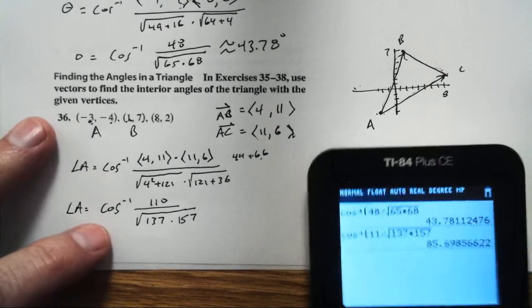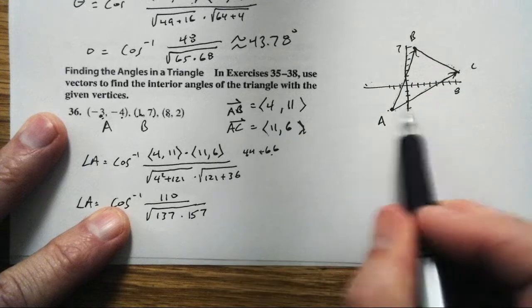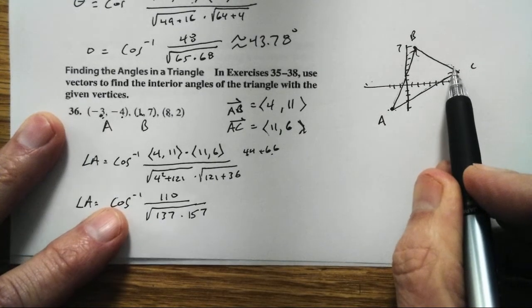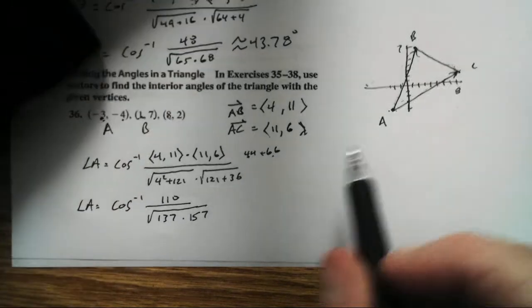Let's see what we've got. We've got 4, 11. I like that. We're over 4, we're up 11. We're over 11, we're up 6. I like that. I just don't believe this angle's 85 if I drew this anywhere near scale.